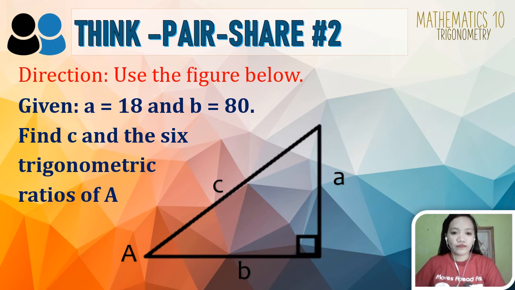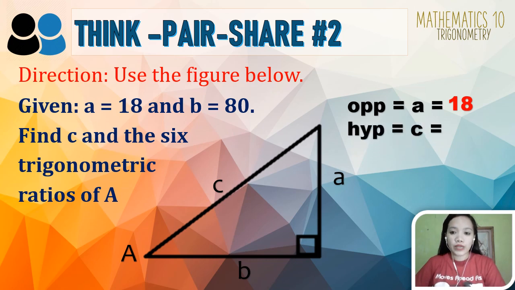As you can see, in our problem, A is given, B is given, but C is not yet given. Identifying the measures of each side, for the opposite side, which refers to A, we have 18. The hypotenuse equals C, or it's the missing detail. And for B, we have the adjacent side, which is 80. Now, our task is to find out the measure of C, or the hypotenuse side.